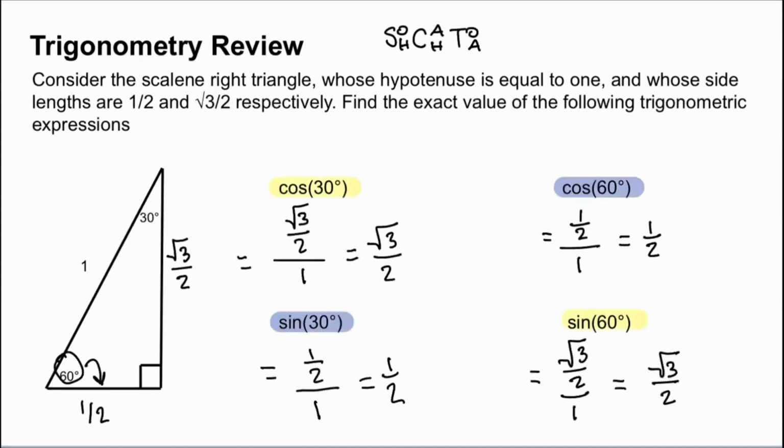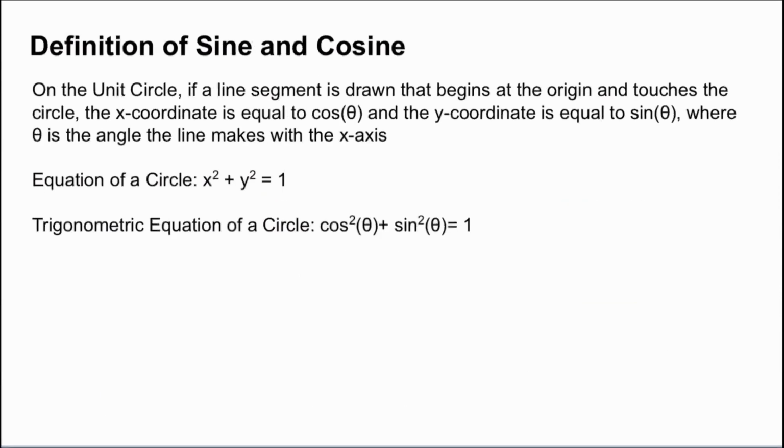So you might be wondering, why did we do this? Why did we go over this trig? And this kind of segues into our formal definition of sine and cosine, the SOH and the CAH part of SOHCAHTOA. So I'm going to read out this definition, and then we're going to see what it looks like on the unit circle. It reads: on the unit circle, if a line segment is drawn that begins at the origin and touches the circle, the x-coordinate is equal to cosine theta, and the y-coordinate is equal to sine theta, where theta is the angle the line makes with the x-axis.